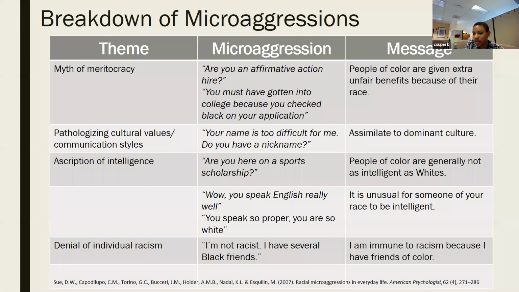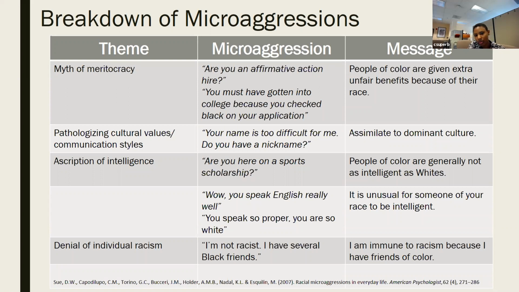And it's not that they're not given benefits, it's that somehow these benefits are unfair. So we just want to think about our history in America and how many people have benefited unfairly from Black people. And now if they're given benefits, somehow they're seen as unfair. The next one we want to look at is pathologizing cultural values and communication styles. Something like, your name is too difficult for me, do you have a nickname, right? This is the idea that the person should assimilate to dominant culture, that their culture is not valued because it's not part of the dominant culture.